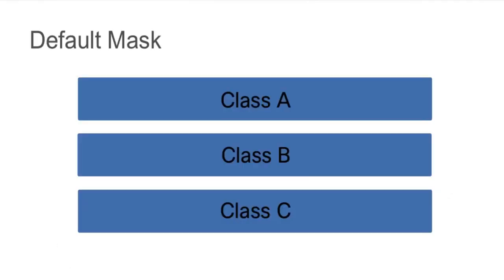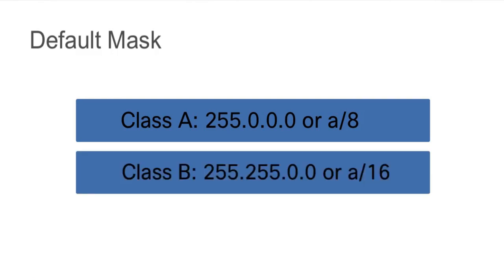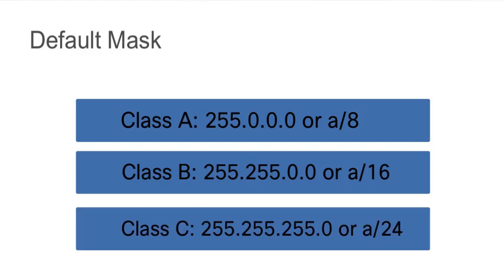Class A, B, and C addresses have default subnet masks. The default subnet mask for a Class A address is a /8, or 255.0.0.0. A Class B default mask would be 255.255.0.0, or represented as a /16. And a Class C address space would be represented with a 255.255.255.0 default mask, or it could also be represented as a /24.